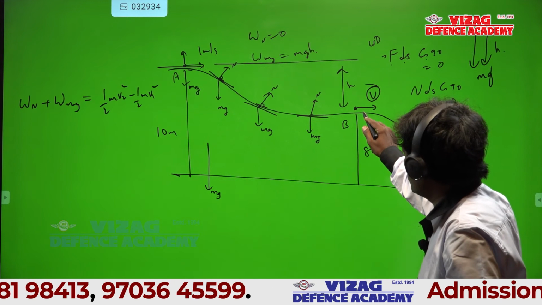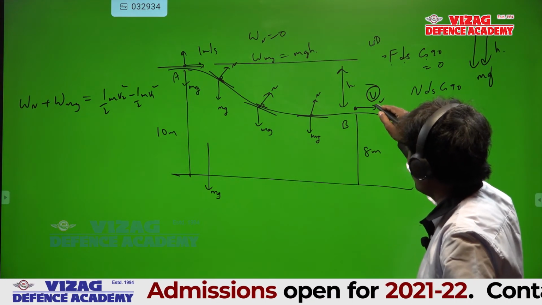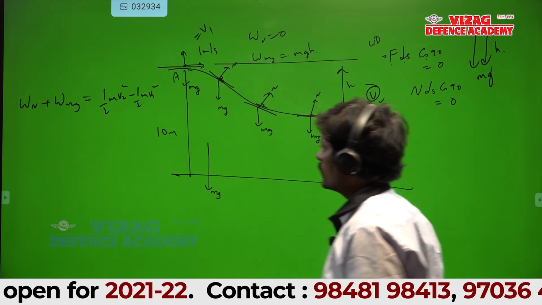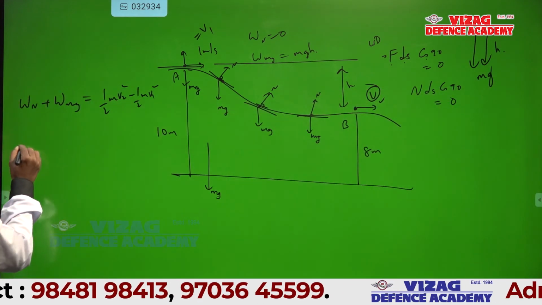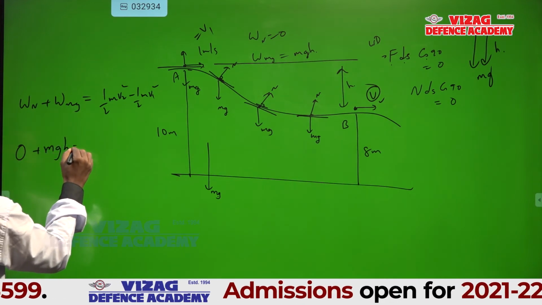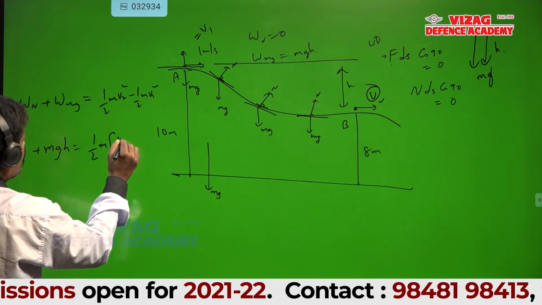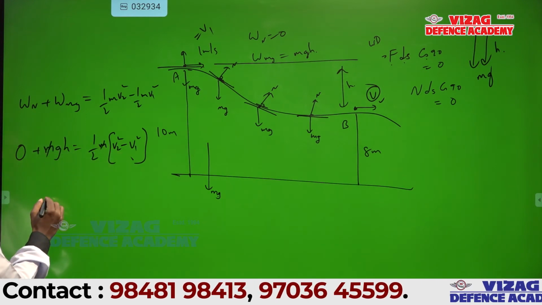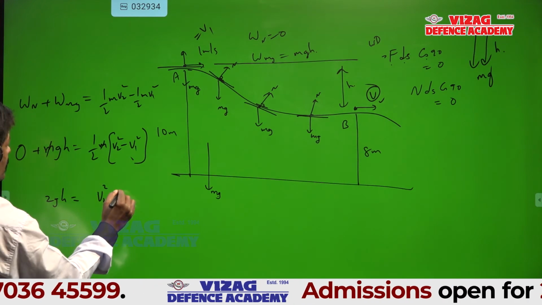What is the final kinetic energy? Half m v2 square, I will take v2 for convenience, minus half m v1 square. Now listen, work done by normal reaction is 0, work done by mg is mgh, equals half m, I will take it out, v2 square minus v1 square. Now m gets cancelled, 2gh equals v2 square minus v1 square.